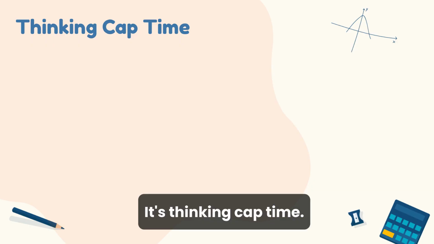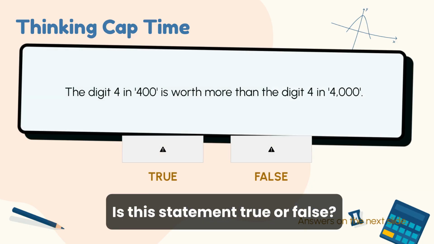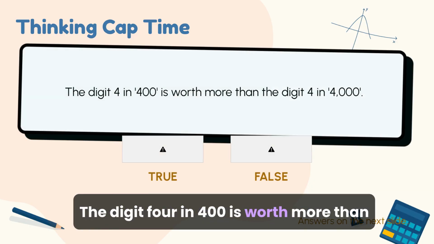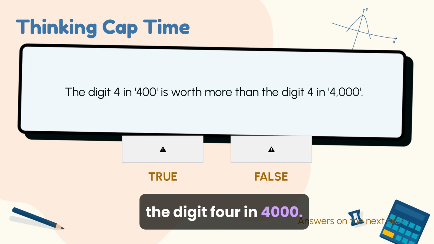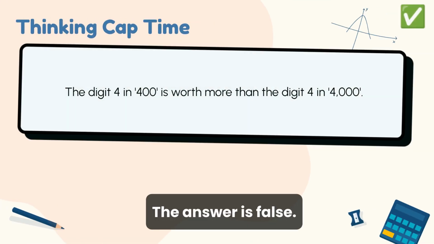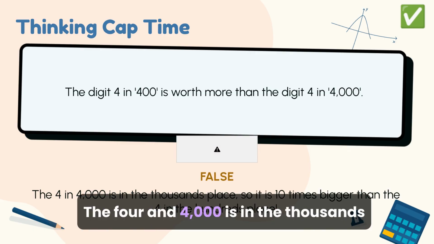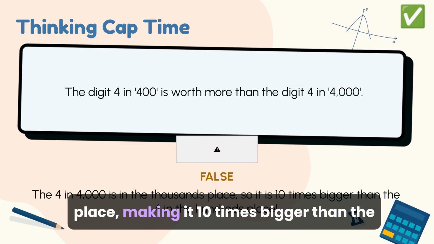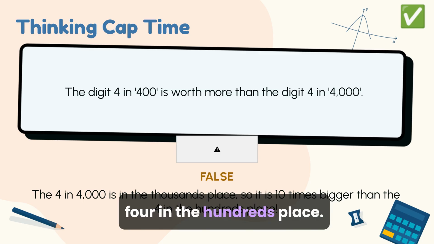It's thinking cap time. Is this statement true or false? The digit 4 in 400 is worth more than the digit 4 in 4,000. The answer is on the next slide. The answer is false. The 4 in 4,000 is in the thousands place, making it 10 times bigger than the 4 in the hundreds place.